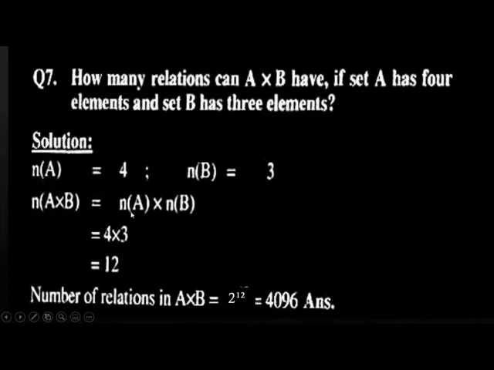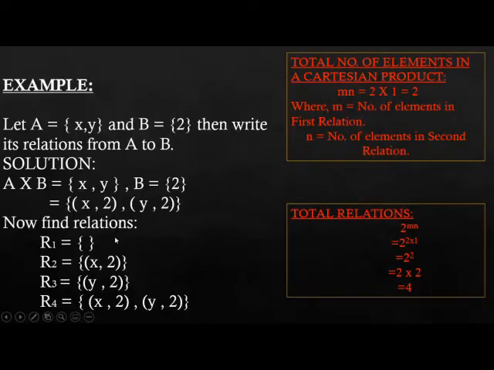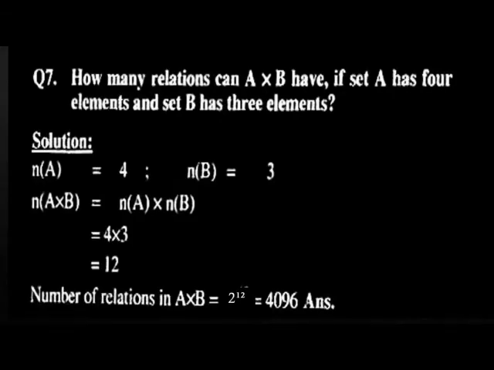So the number of elements in A multiplied by the number of elements in B is 4 multiplied by 3. 4 threes are 12. It means that there are 12 elements which are going to be present in the Cartesian product.